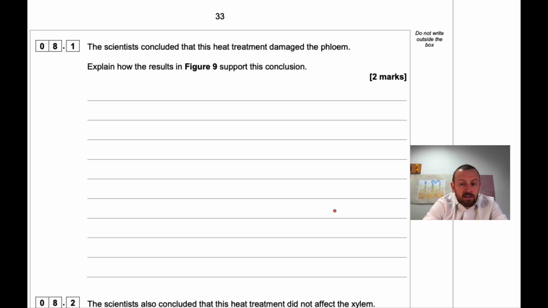Okay, let's get to the questions. 8.1. The scientists concluded that this heat treatment damaged the phloem. Yeah, I think that's fair. How do the results shown in Figure 9 support this conclusion?